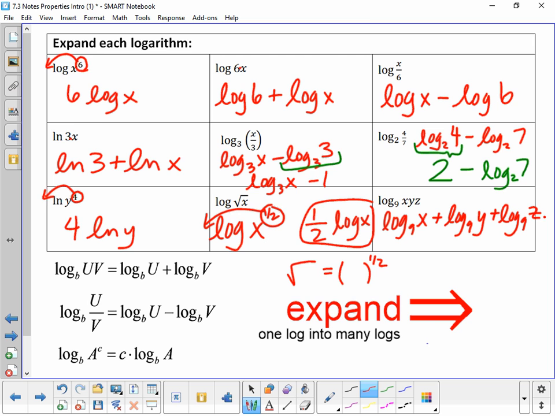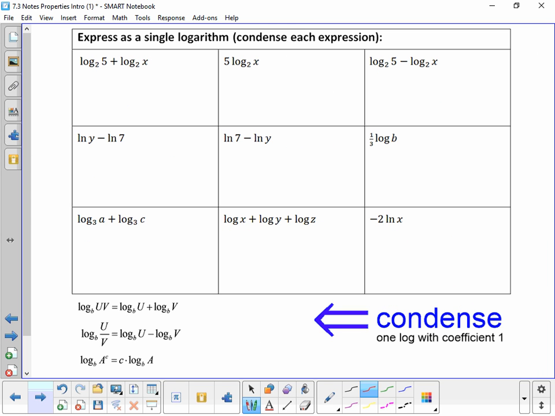So there we are expanding, and they're kind of mixed together, so you have to decide which of the rules to use. Now let's switch to condensing. Same thing, we're going to use all three rules. We just want to condense each expression, and as you're looking at each one, you'll have to decide which rule to use.